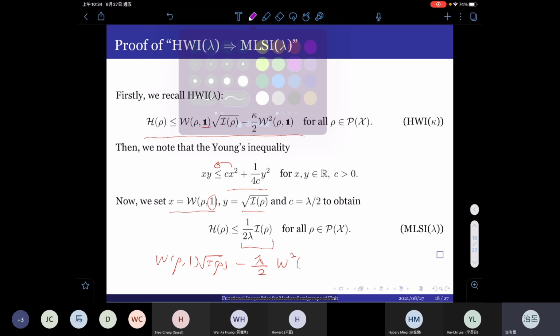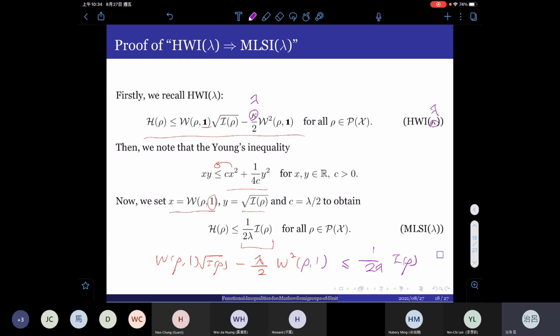Here we need to notice that this kappa is lambda. Oh, I know, it's just a typo. And then this is greater than this term. And we may notice this is just this. So I can get this by Young's inequality. And this proof can be used in the quantum sense.